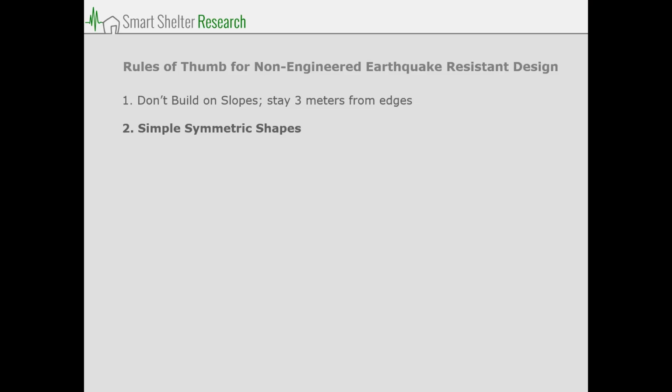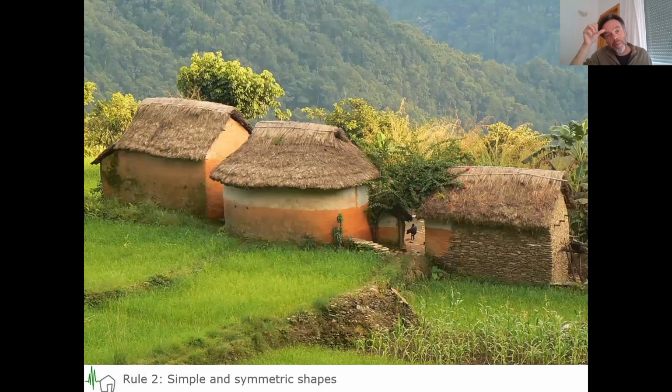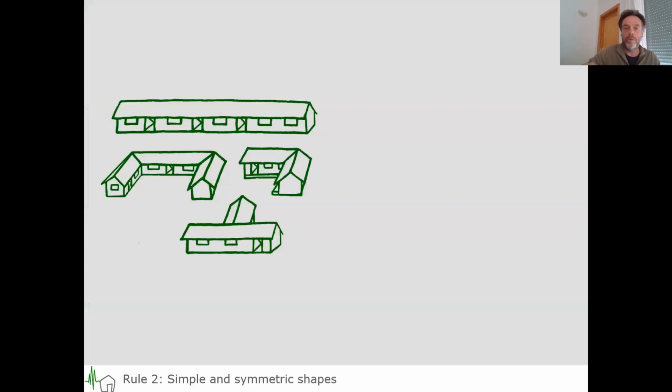Rule number 2, keep it simple. So simple symmetric shapes. This is a quite important rule, by the way. So squares, rectangles, round buildings would be preferred, actually, because you don't have corners. And this is what we see in many places in Nepal, but also in many parts of the Himalayan region. So shape-wise, this would be perfect. But the thing is, these little houses miss all kinds of reinforcements. So they're still pretty dangerous, but shape-wise, they would be perfect.